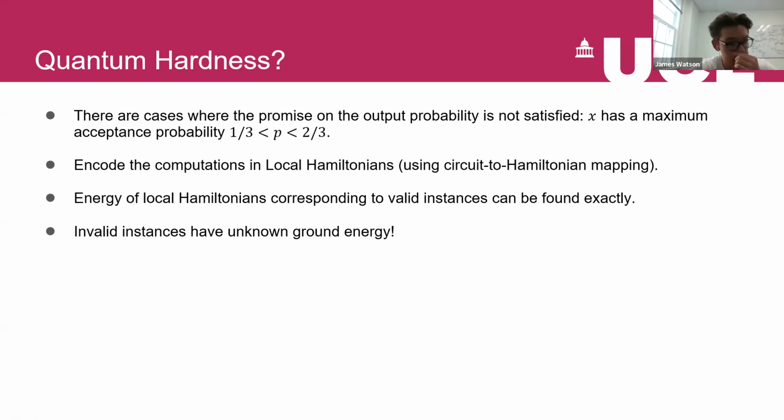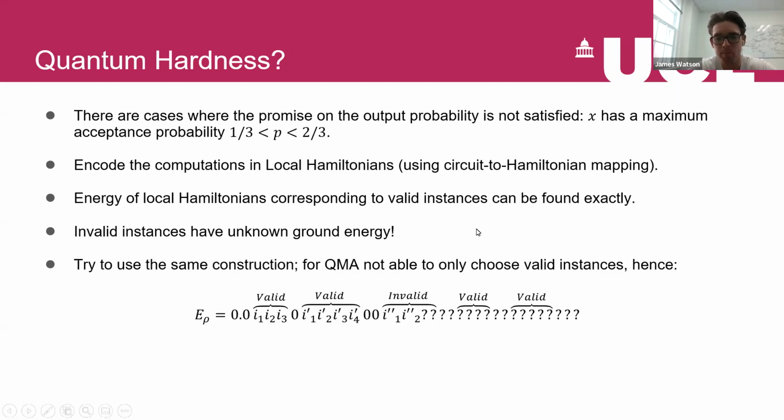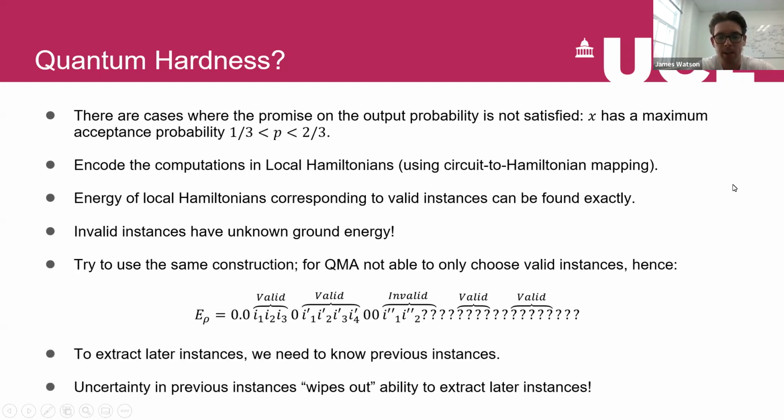So this is a problem, because if I try and use this Robinson square construction or something similar, I'm not able to just use valid instances. I have to enumerate over all inputs. And so while the first few instances may be valid instances, eventually I'm going to hit an invalid instance, and the uncertainty or the error in my knowledge of the energy of the invalid instance will essentially drown out my ability to extract instances further down the bit string. This uncertainty is wiping out my ability to extract later instances. And this is where our proof fails, and we don't know a way around it at the moment.